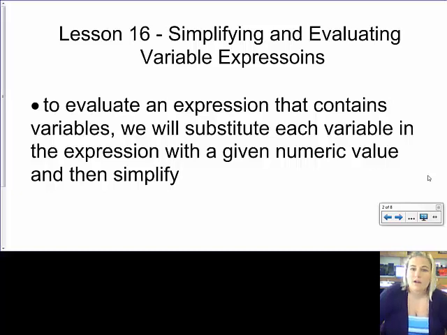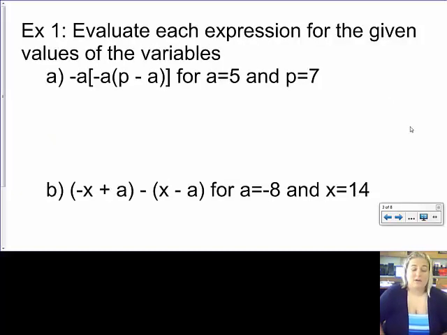What we're talking about today is lesson 16, simplifying and evaluating variable expressions. To evaluate an expression that contains variables, we will substitute each variable in the expression with a given numeric value and then simplify. Example 1 says to evaluate each expression for the given values of the variables.